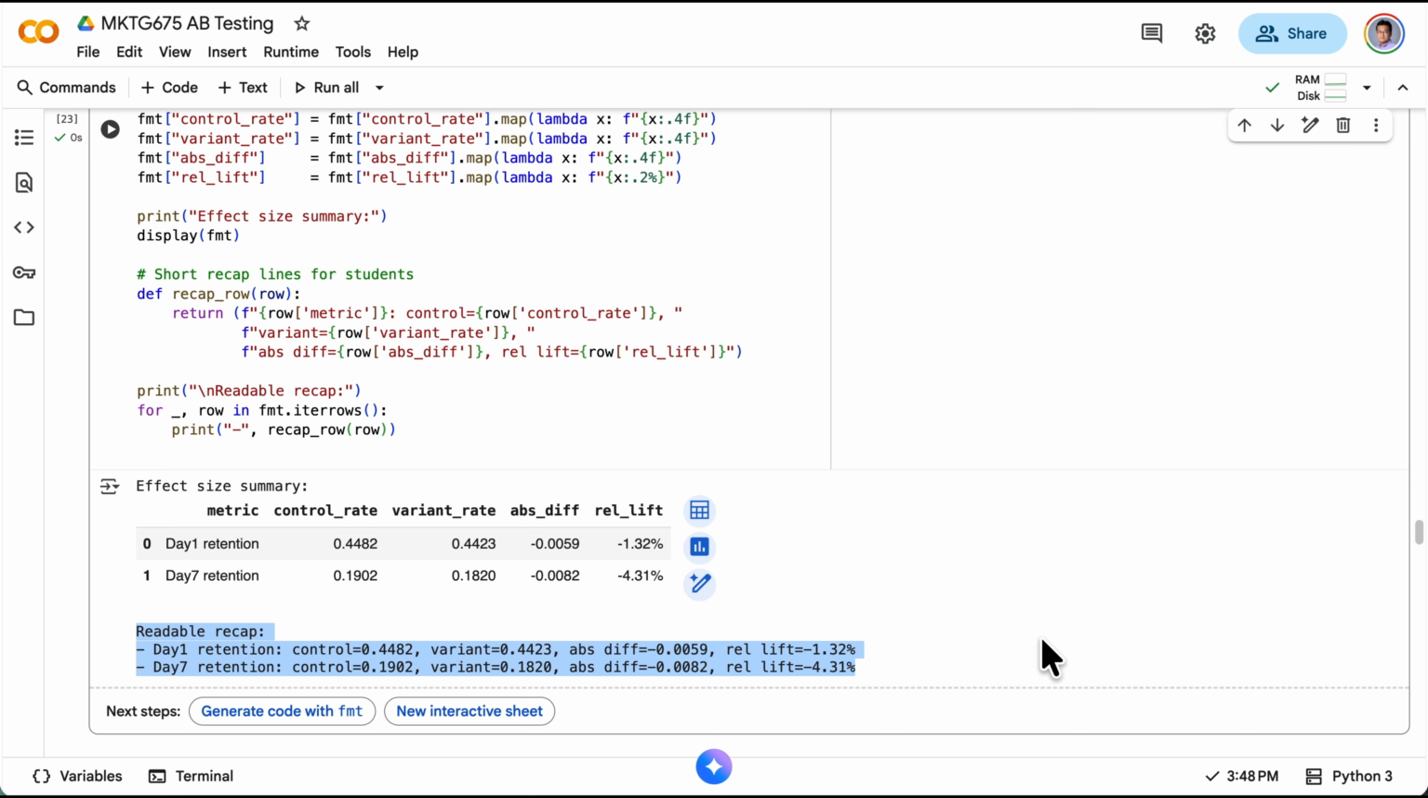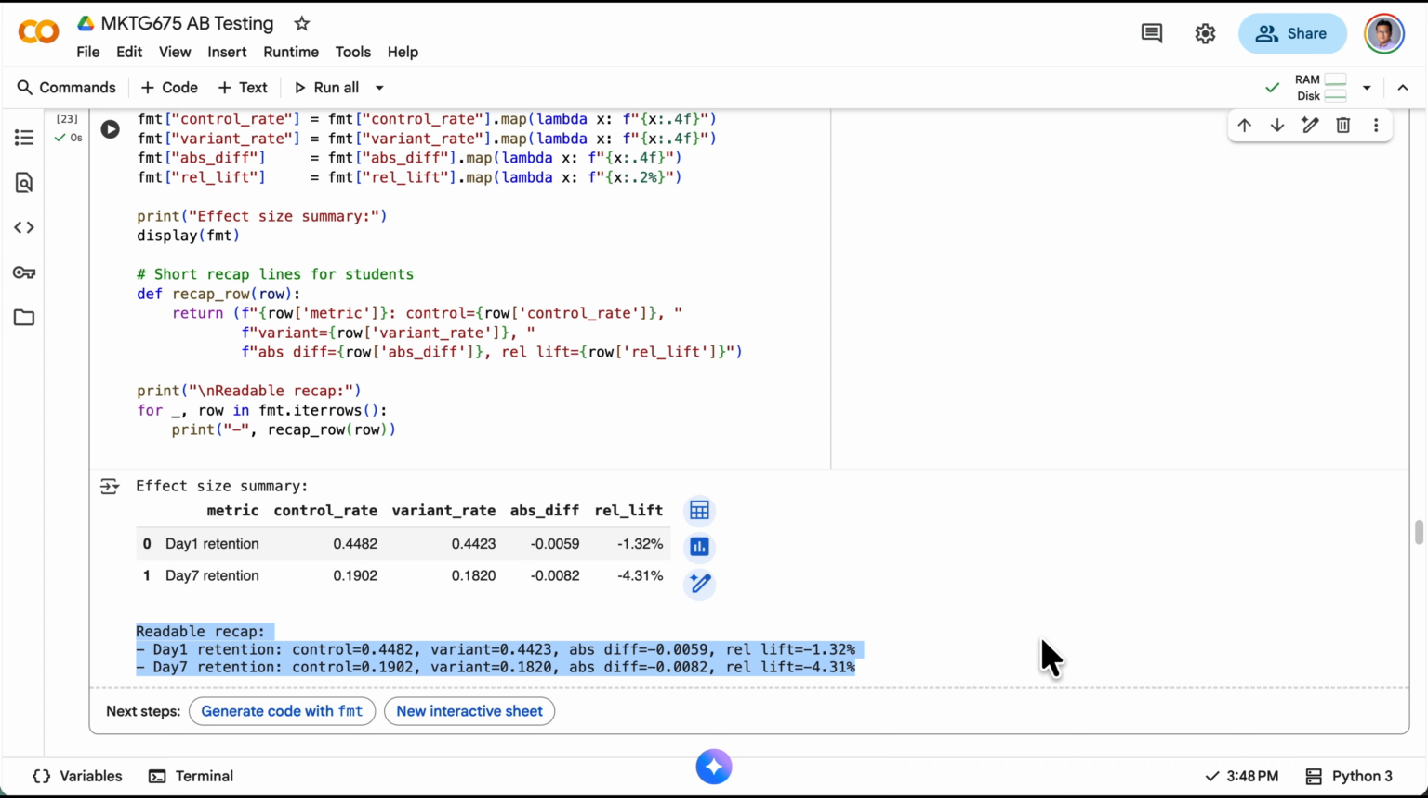For day 1, absolute difference is minus 0.0059. So the variant is about 0.59 percentage points lower than the control. The relative lift is about minus 1.32%. Meaning gate 40 retains about 1.3% fewer users than gate 30 on day 1.